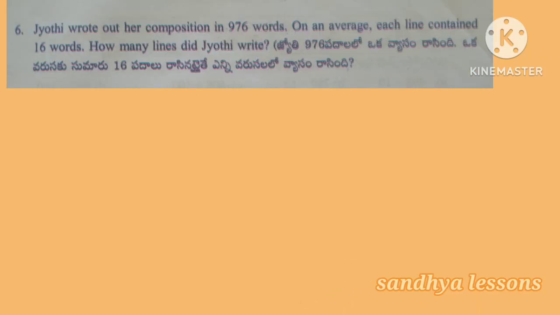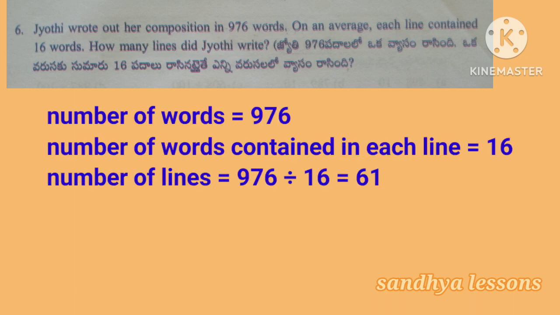Sixth problem. Jyoti wrote out her composition in 976 words. On an average, each line contained 16 words. How many lines did Jyoti write? Solution. Number of words is equal to 976. Number of words contained in each line is equal to 16. Number of lines. We can get this by dividing number of words by number of words contained in each line. That is 976 divided by 16. That is equal to 61. Therefore, number of lines is equal to 61.